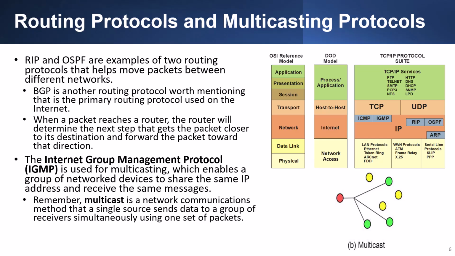The Internet Group Management Protocol, or IGMP, is used for multicasting, which enables a group of network devices to share the same IP address and receive the same messages. Remember, multicast is a network communication method where a single source sends data to a group of receivers simultaneously using one set of packets.